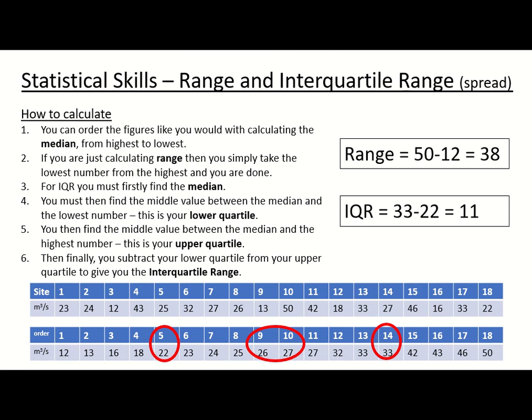So range, very easy, smallest take away from the biggest. Interquartile range, you need to do those little steps first to find the lower quartile and the upper quartile, and then you subtract one from the other, and that'll give you your interquartile range. Hopefully that's been fairly straightforward.